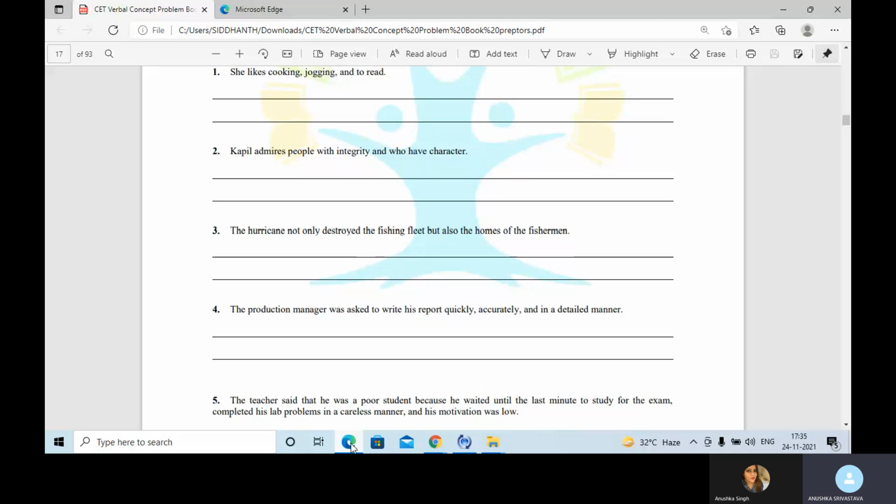Fourth says the production manager was asked to write his report quickly, accurately, and in a detailed manner. Now, my main idea over here is the production manager was asked to write his report. Quickly is my first idea. Accurately is the second one, which is an adverb. And third is in a detailed manner, which needs to be converted into an adverb. So quickly, accurately, and thoroughly. Thoroughly becomes an adverb which expresses in a detailed manner.